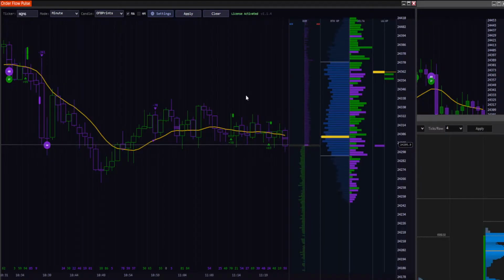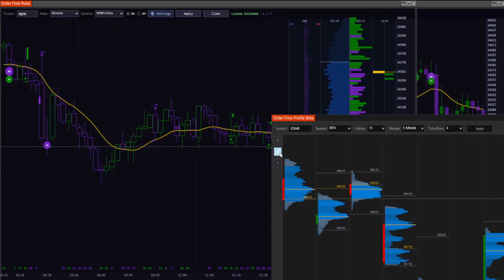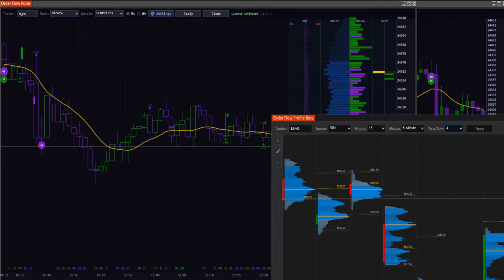I need to make a note. I need to have a tick row. I need to have it called one. Tick row of one. Okay. Add the volume profile. Tick row. Add one, then four, and so on.